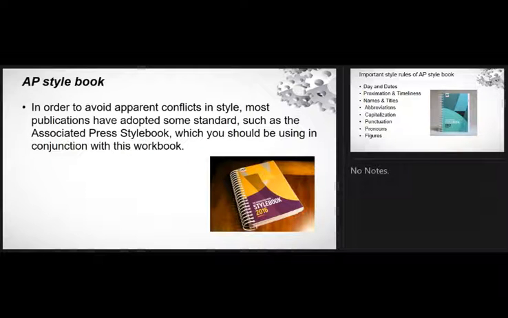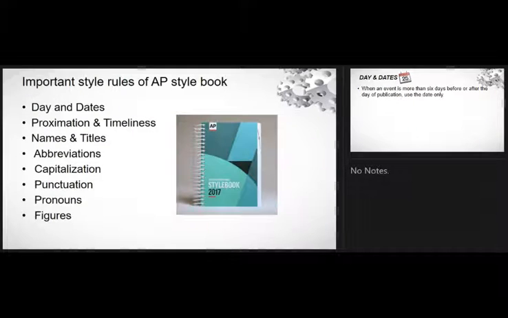Moreover, the Stylebook is a book in America that all journalists use. You can use this to avoid apparent conflicts in style. You should use it also to get a standard for writing news stories, using some vocabulary. There are some important style rules of the AP Stylebook, like day and days, approximation, timeliness, names, titles, abbreviation, capitalization, punctuation, pronouns, and figures.